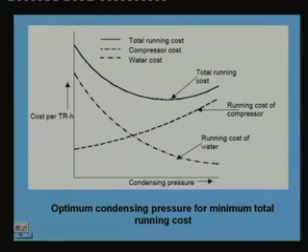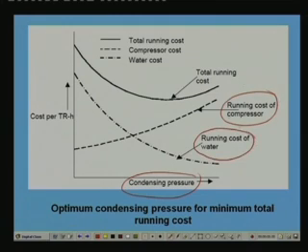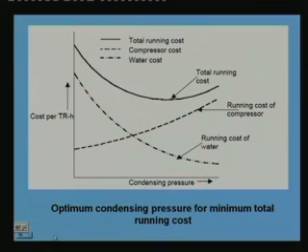Let me show a typical picture. For example, I have plotted the cost versus condensing pressure. You find that as the condensing pressure increases, the running cost of the compressor increases. At the same time, the running cost of the water reduces. The total cost, which is nothing but the running cost of compressor plus the running cost of the water, may show a minimum at a particular condenser pressure. This becomes the optimum condenser pressure for this particular plant. So, if you know the plant characteristics, you can plot these curves and find out the optimum condenser pressure at which the total cost is minimum.